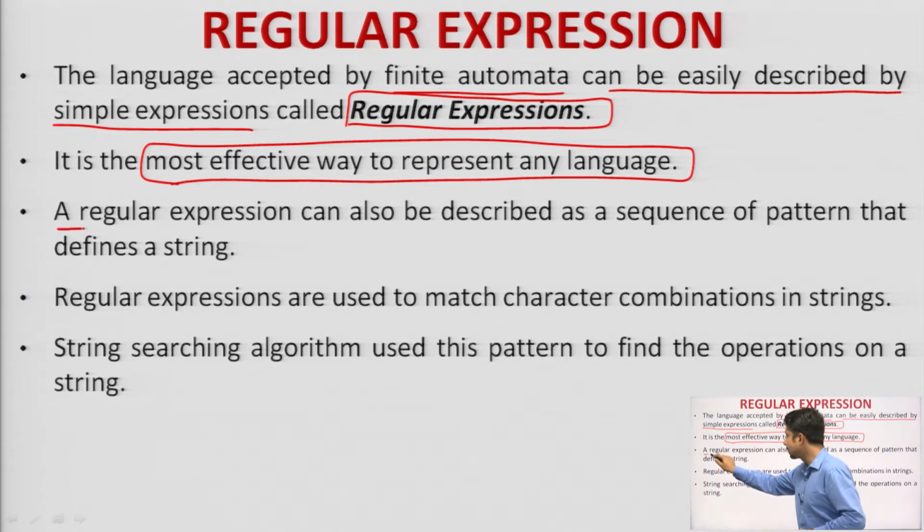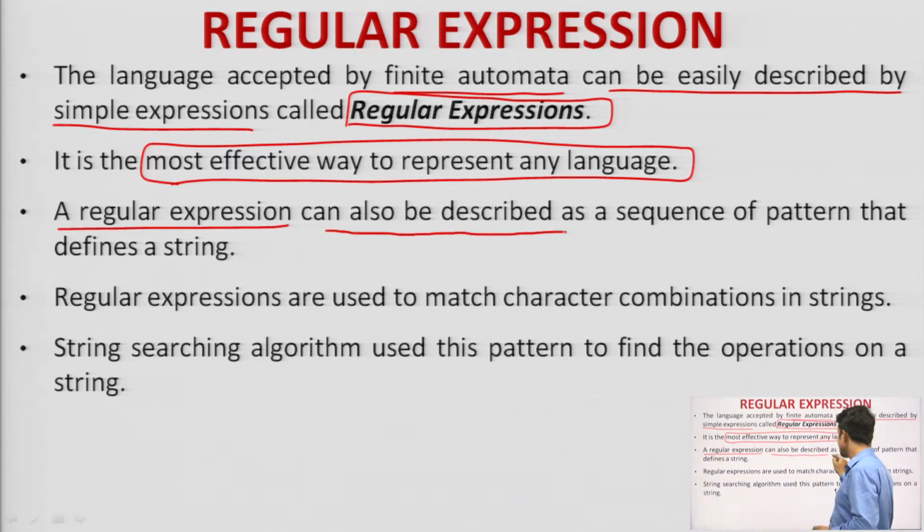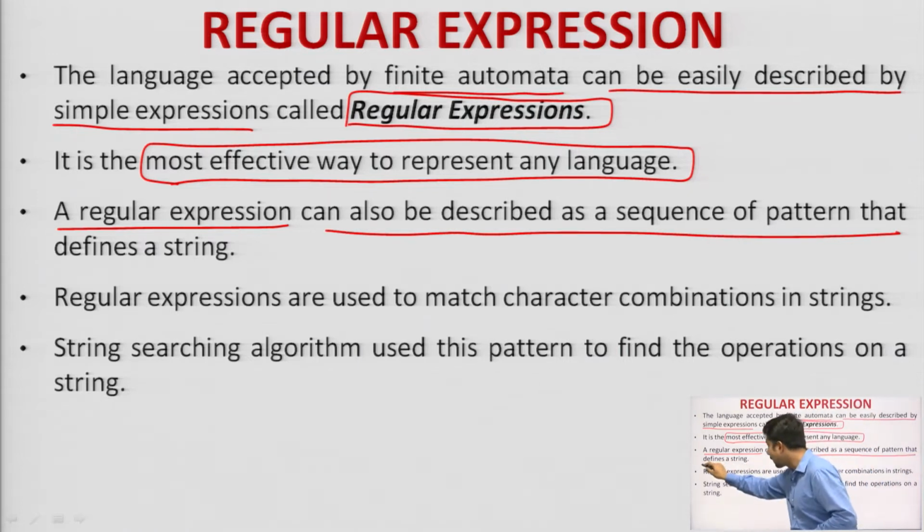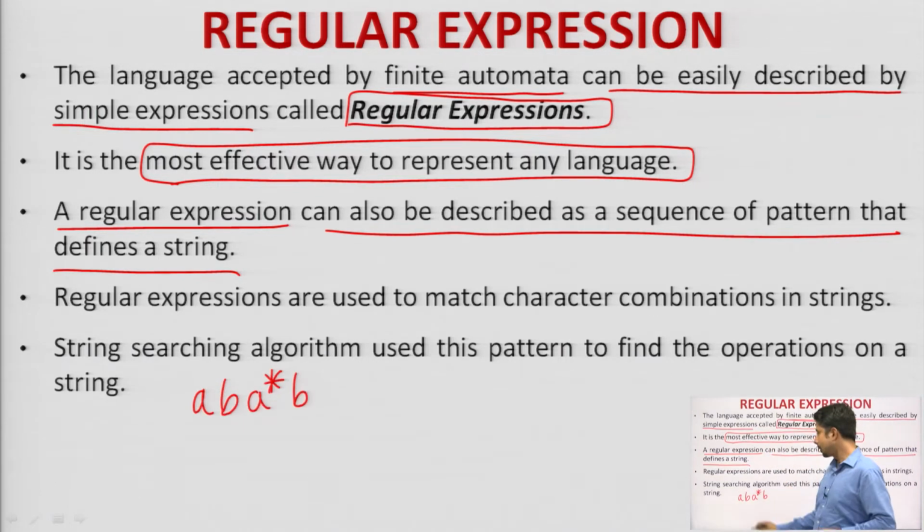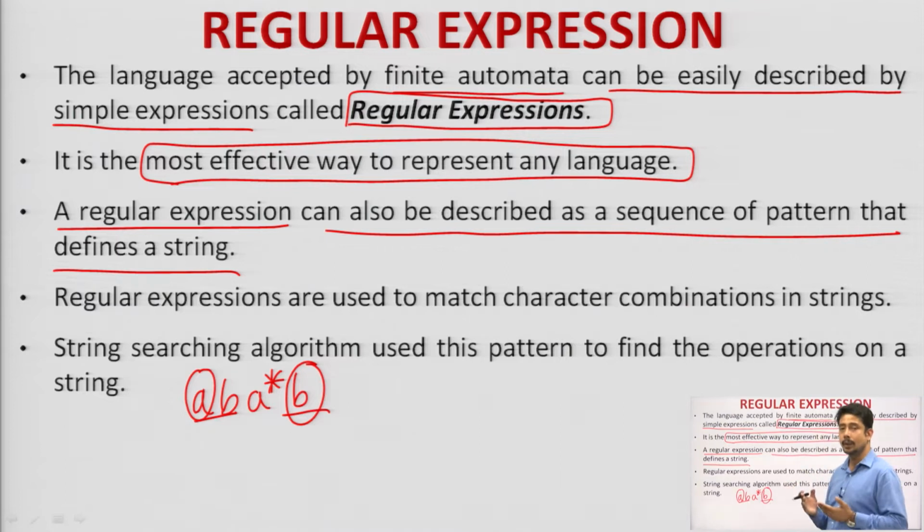Next, the third point says that a regular expression can also be described as a sequence of patterns that defines a string. Yes, if I say a b a star b, this means what? Starting with a and ending with b. In between, it can be a combination of b, a, b, or you can say starting with a, b and ending with b. Some way or the other, you are analyzing those strings with the help of an expression. That is what it says: it defines a string, and a regular expression can be described as a sequence of patterns.